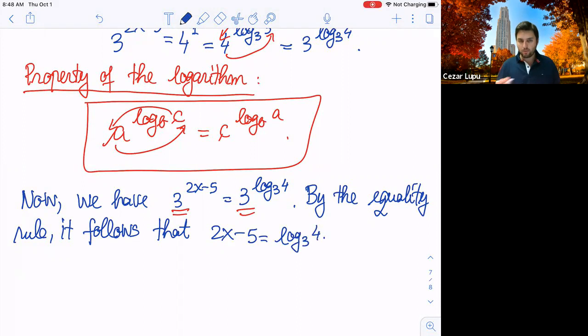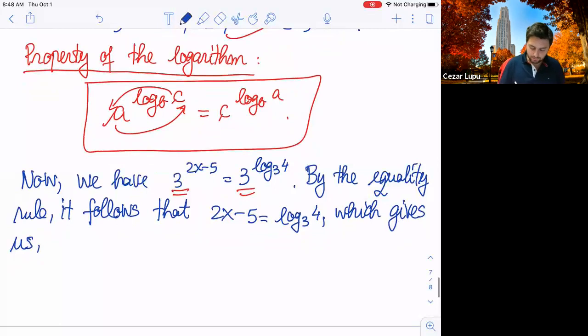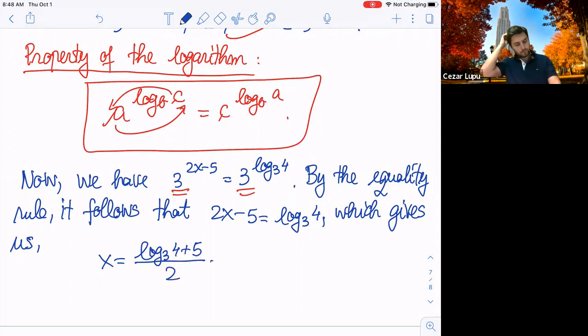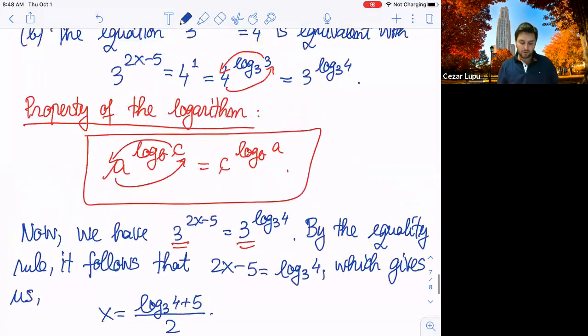Well, and now if we do some algebra, it will give us the following, that x will be nothing else than just log in base 3 of 4 plus 5 and everything over 2. Right? Okay, so this is how we solve.